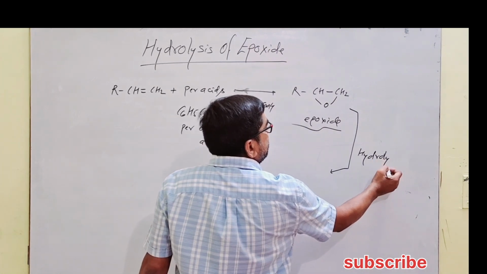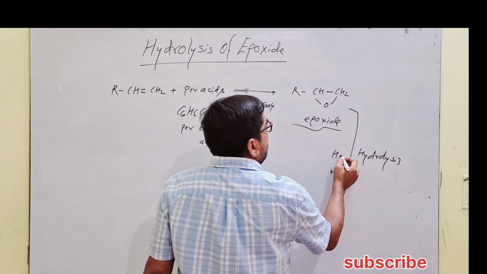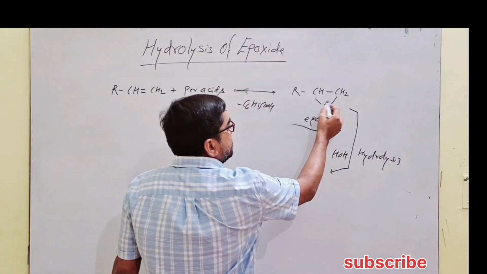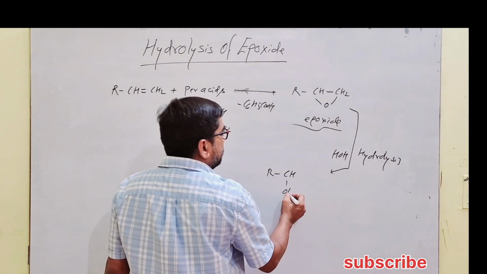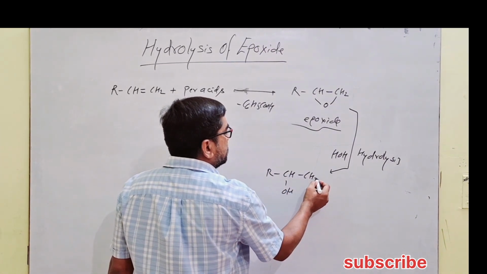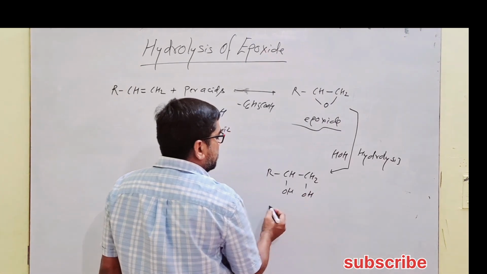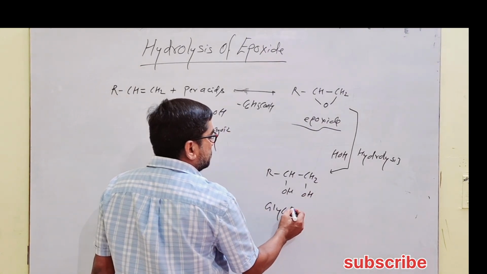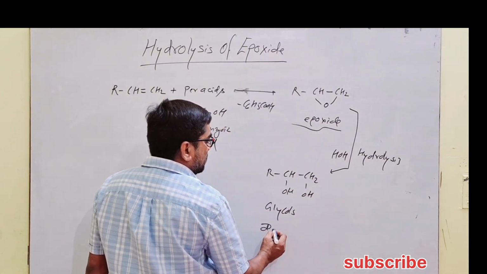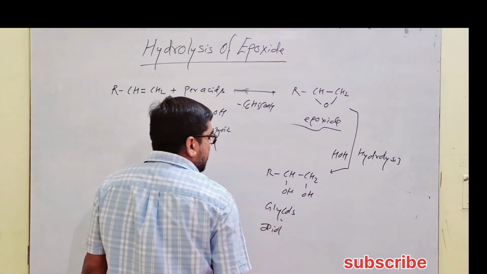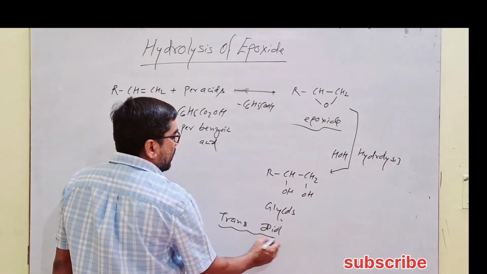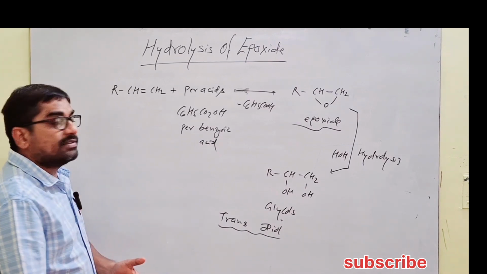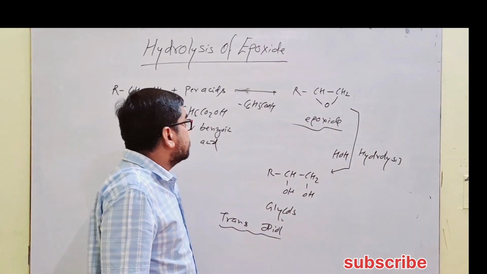This epoxide, after hydrolysis, means reacts with water, HOH, this bond gets broken and diols are obtained. These are glycols, diols. But these diols are trans by nature, if an asymmetric carbon is present.